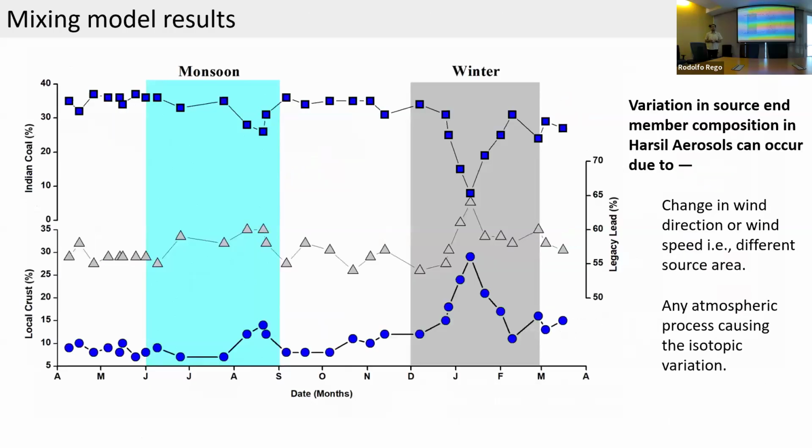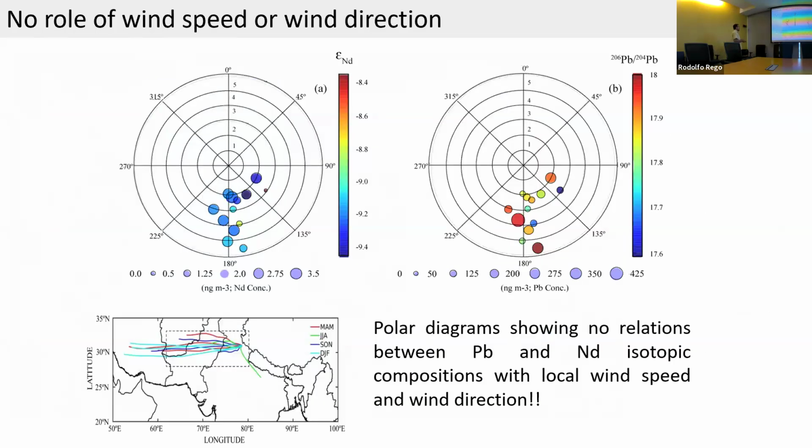But first, of course, the obvious: we did a geochemical classification. It shows that the Indian coal contribution decreased in winter and the local crust composition increased. So in winter samples, you have more local dust coming in than transport in the other seasons. Now the question, of course, is why? Why is winter so different from the rest of the year?